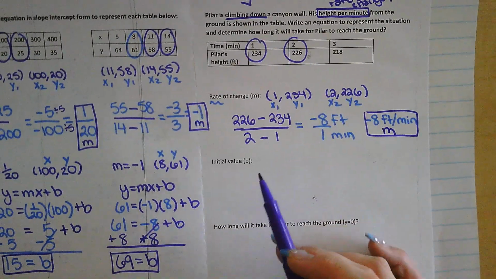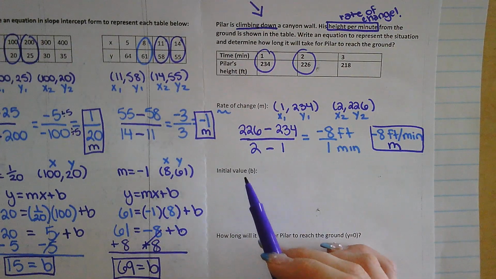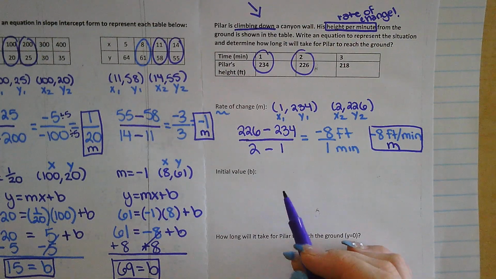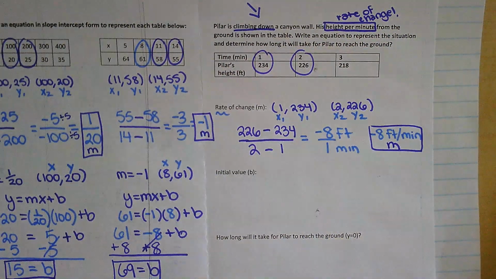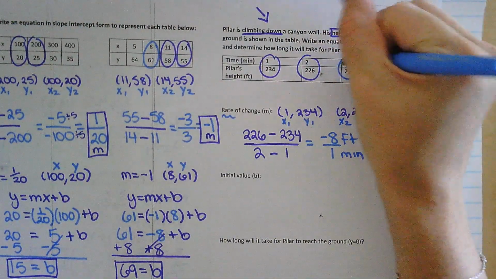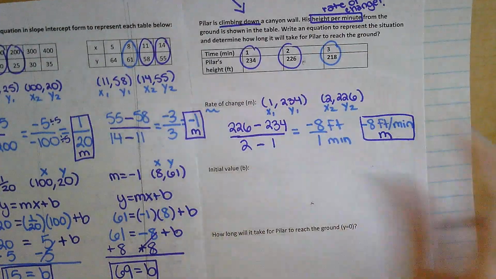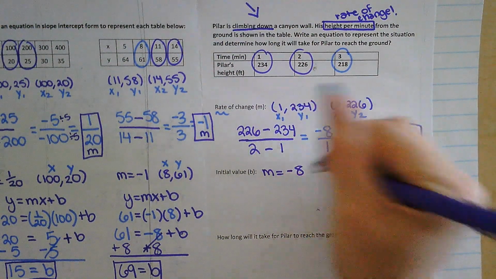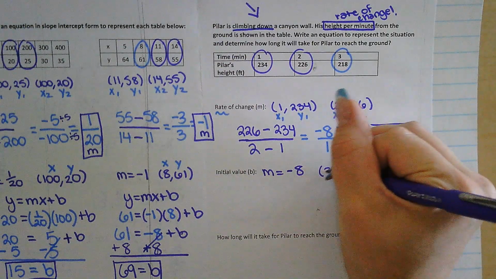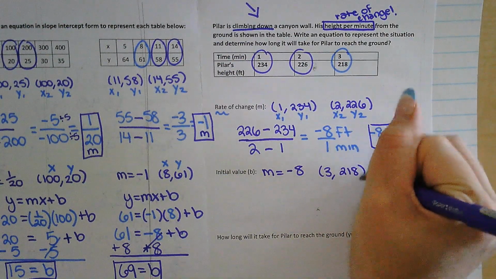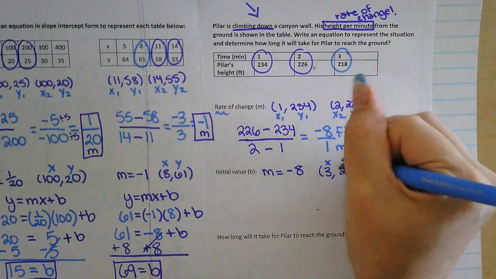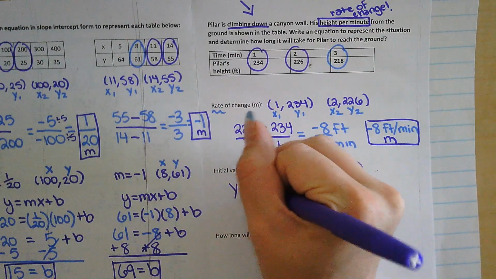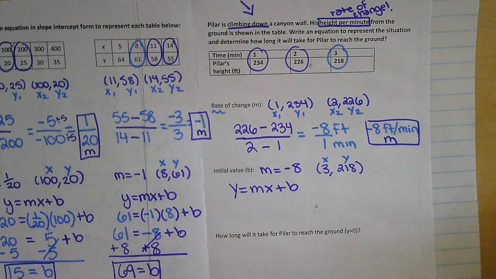Next, I want to find the initial value. So that's where Pilar starts out on the canyon wall, how high above the ground he actually is. And once again, I'm going to do the same thing. I'm going to pick another point. Could be one of the points I already used or not. And I'm going to use the slope that I just found, -8. That point that I chose, which is 3, 218. And I'm going to plug that into slope-intercept form. y equals mx plus b.